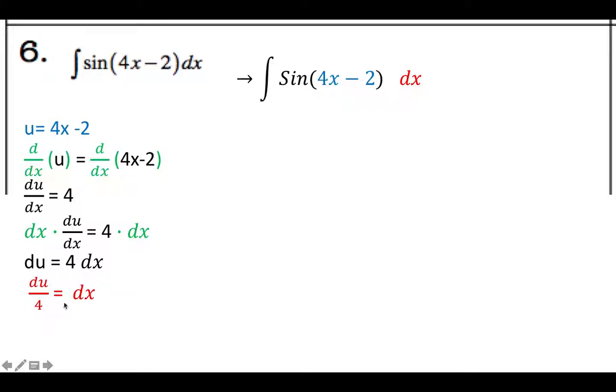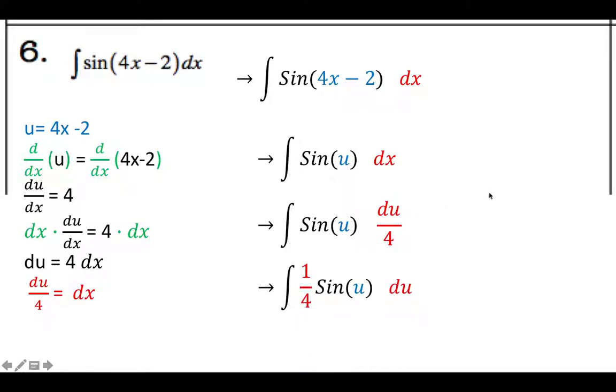There we go. I have my red function. Next up, so now that I have my blue, which is u, and I have my dx, which is over here, I'm going to go ahead and substitute. First, I substituted the u. Then I'm going to substitute the dx, which is du over 4. Alright, this divided by 4, I'm going to pull that out in front so that it turns into 1/4.